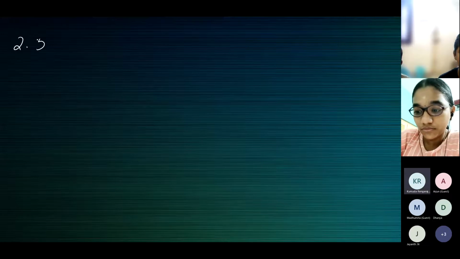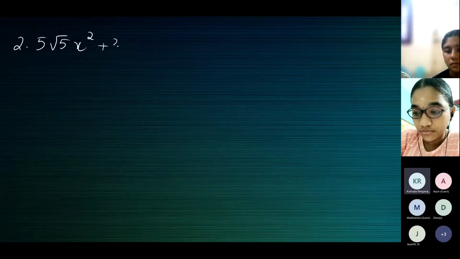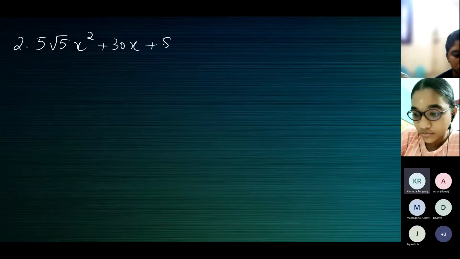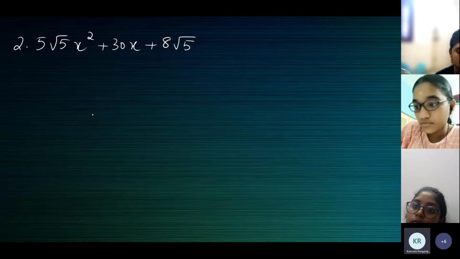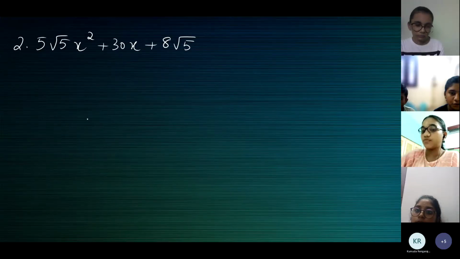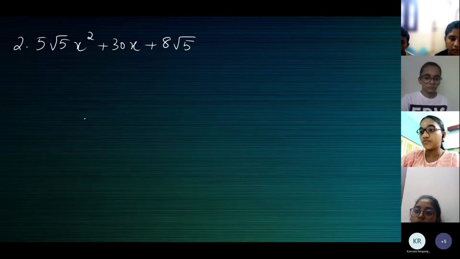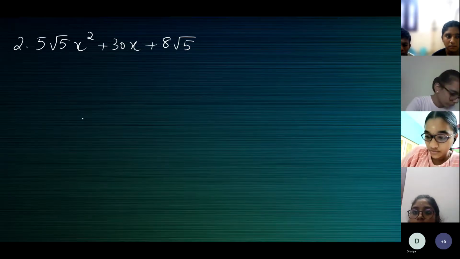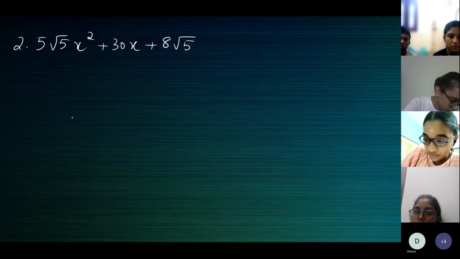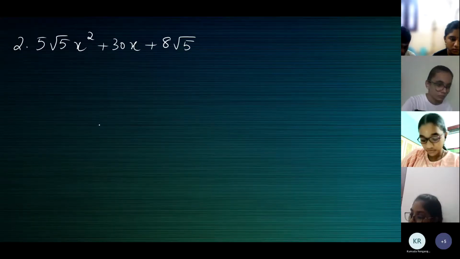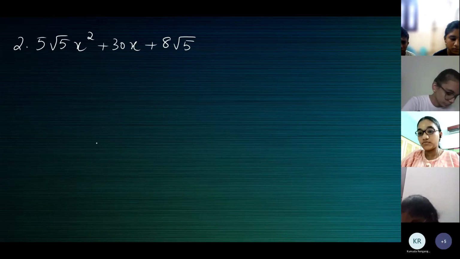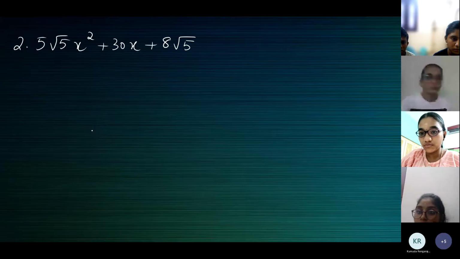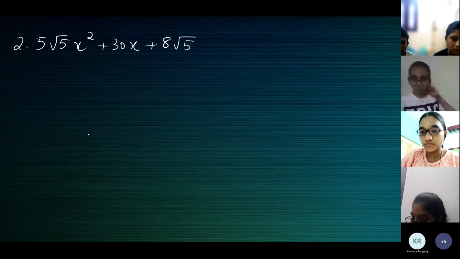So 5 root 5 x square plus 30x plus 8 root 5. Yes, what's the first step? Ma'am, we have to find the sum and product. You should write out the sum and product. Okay. Before that? Before that? Louder.